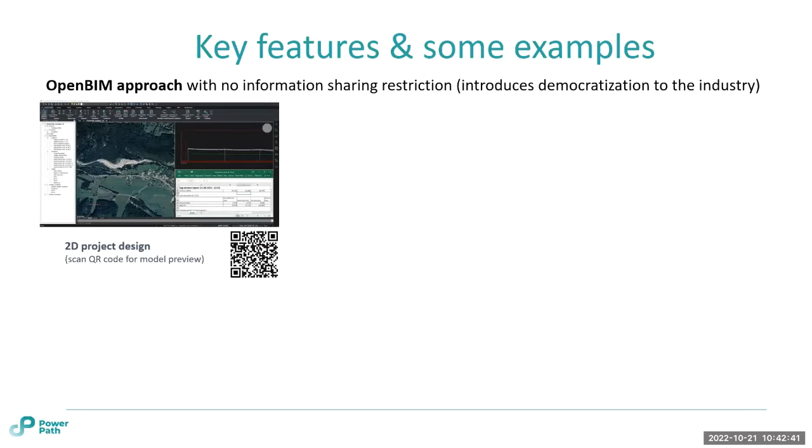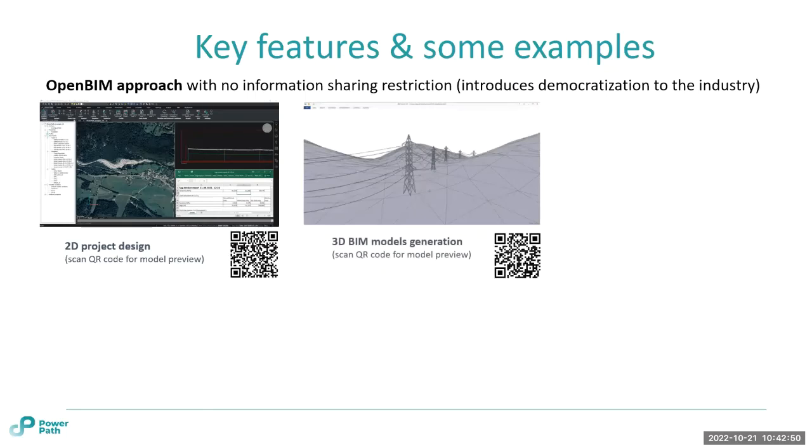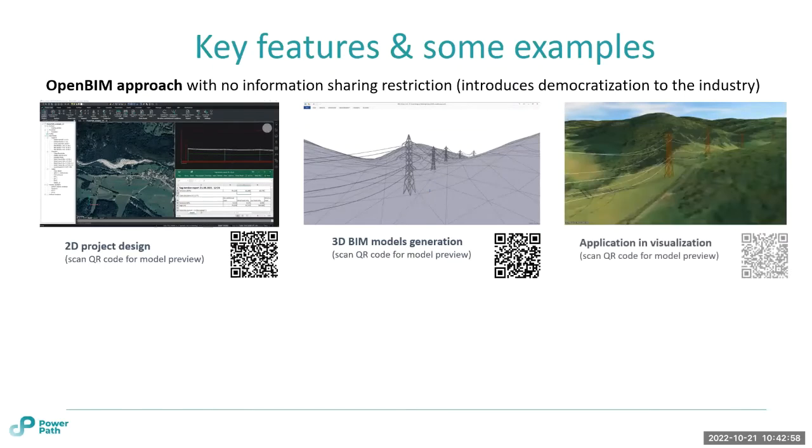And when I look at these highlight slides or features, PowerPad can be used for 2D project design. Of course, when you're creating 2D, the software automatically creates 3D BIM models. And it means these models with the open BIM approach can be used in the next phases of the power line.